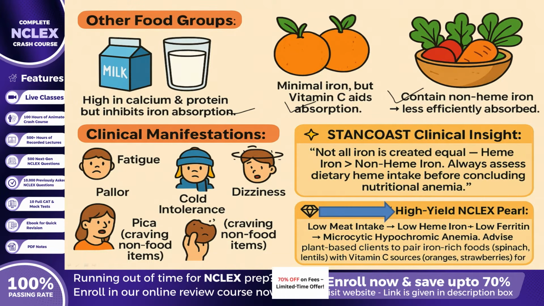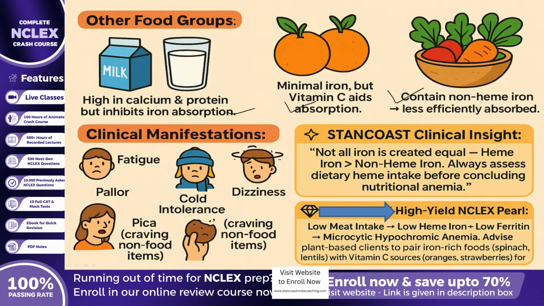And now moving into the Stan Coast high-yield NCLEX Pearl: low meat intake, low heme iron, low ferritin, microcytic, hypochromic anemia. Encourage clients who avoid meat to combine plant-based iron sources like spinach and lentils with vitamin C-rich foods such as oranges or strawberries to maximize absorption and prevent anemia.